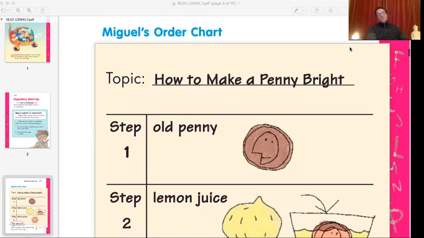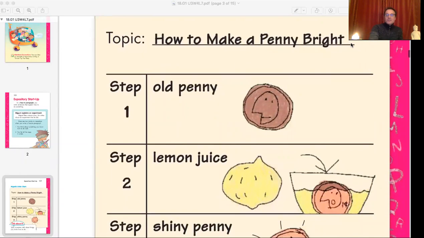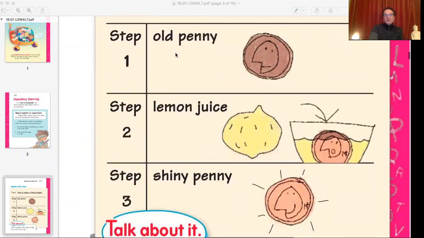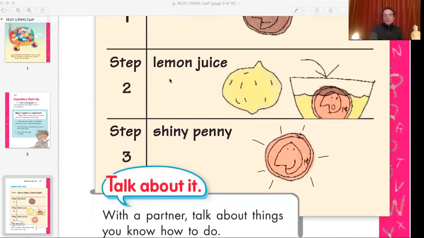So here is what Miguel did. He just started to think about, how do you make a penny bright? Step 1, you take an old penny. See the color? Step 2, you get some lemon juice and you put it in. Now look at what has happened to this penny. Look here. It's still dark up here and it's bright underneath the lemon juice. And when Miguel takes it out of the lemon juice, the whole penny is bright. It's really bright. Woo!